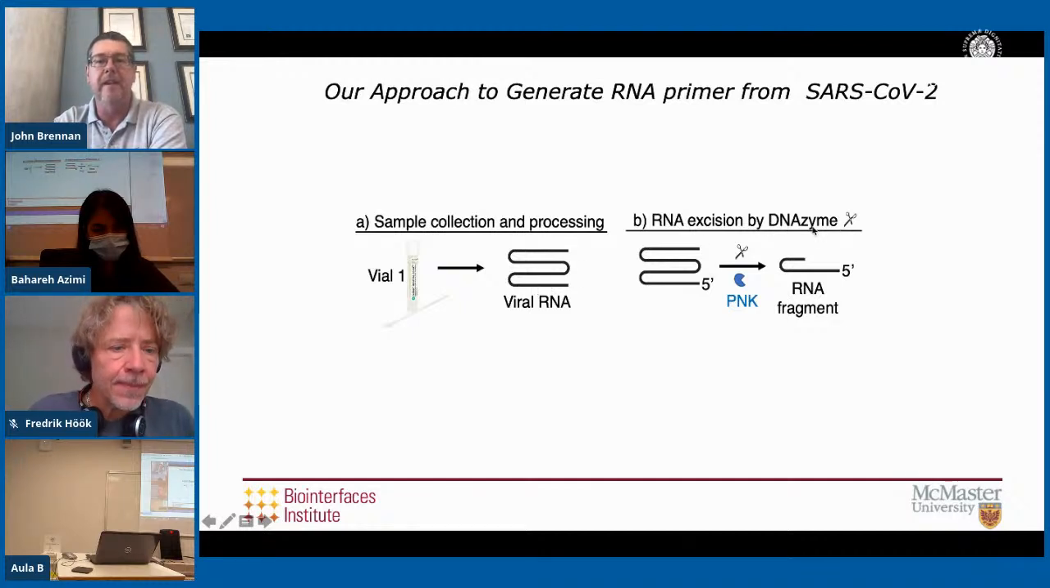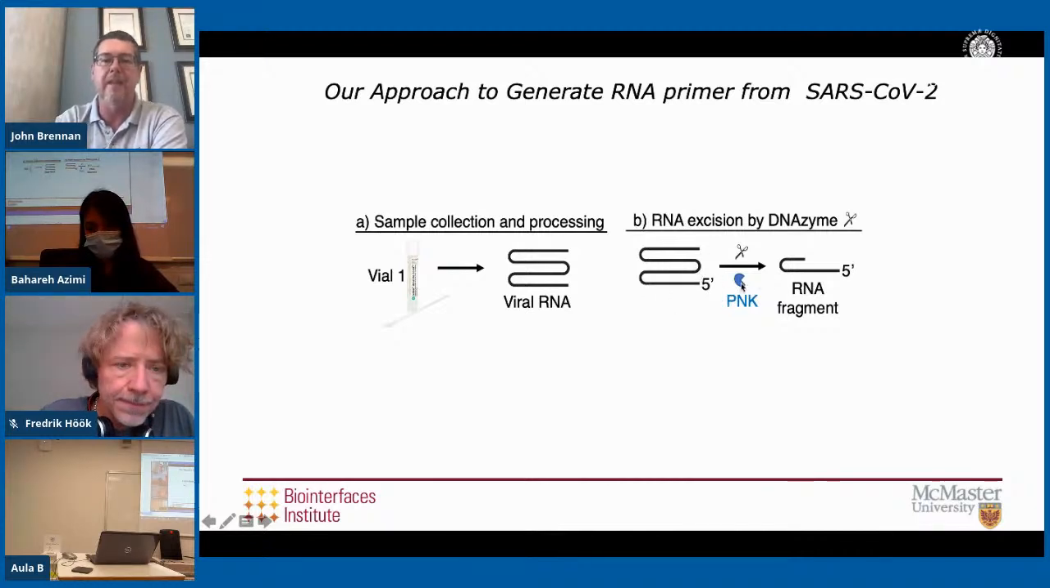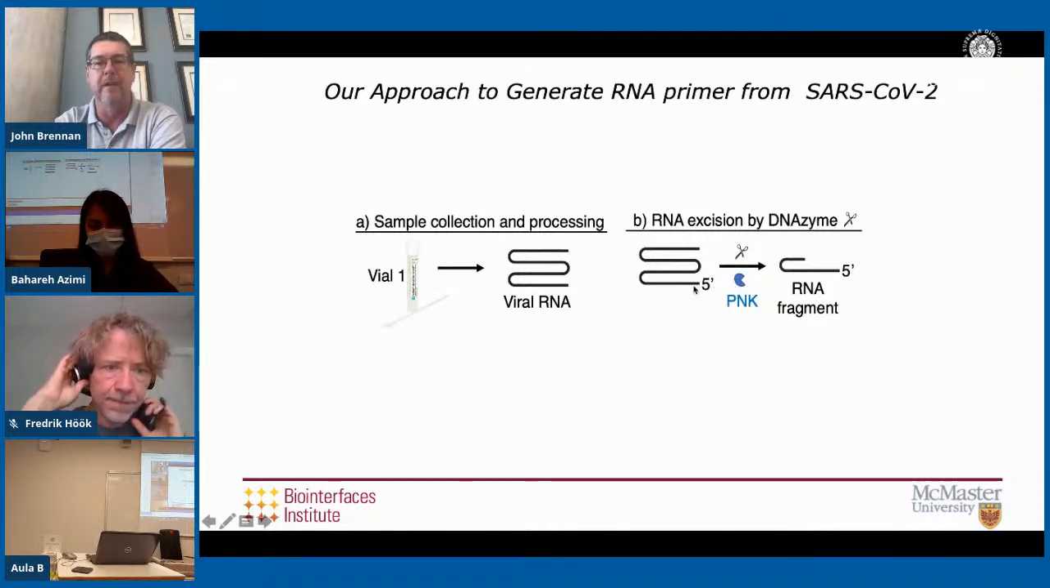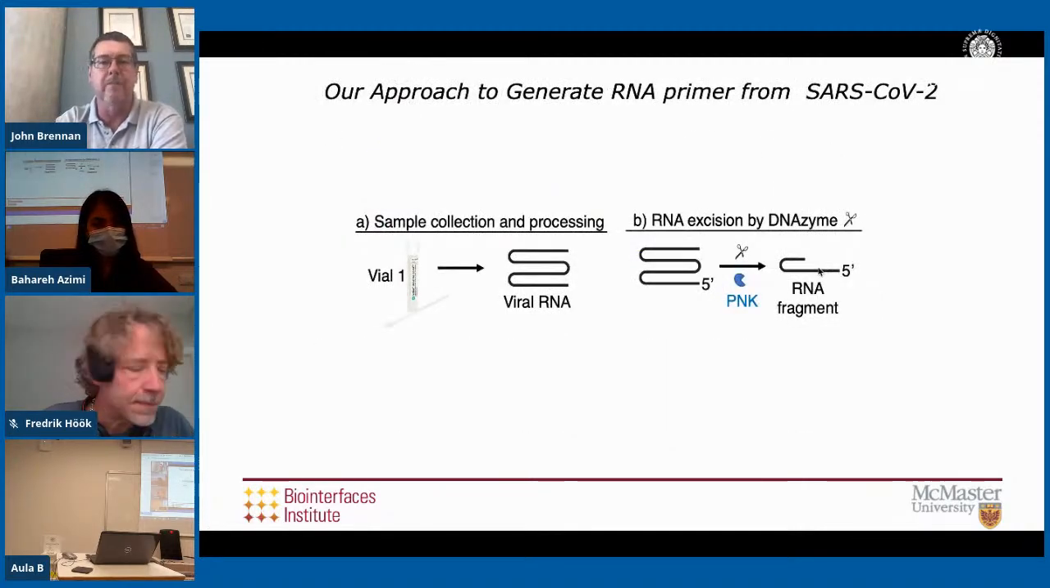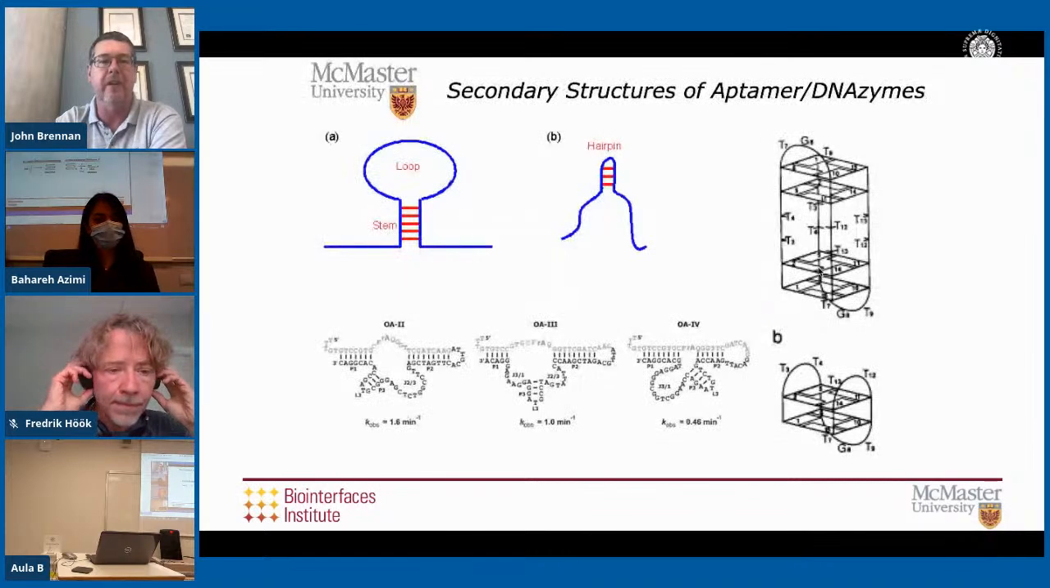We run the lysis, and that liberates the viral RNA. And then the DNAzyme that's already present in the vial basically takes this, and there's an enzyme in there, PNK, that we need in order to make this work as a primer later on. We have to get rid of a cyclic phosphate off the end here. And this should then generate a very specific RNA fragment. So first thing we'll just talk about briefly is, what are these DNAzymes?